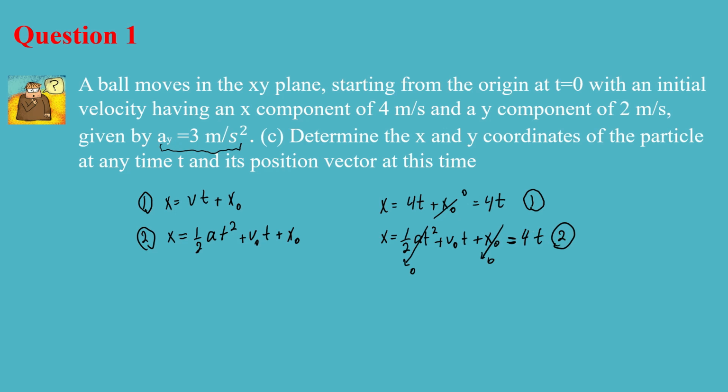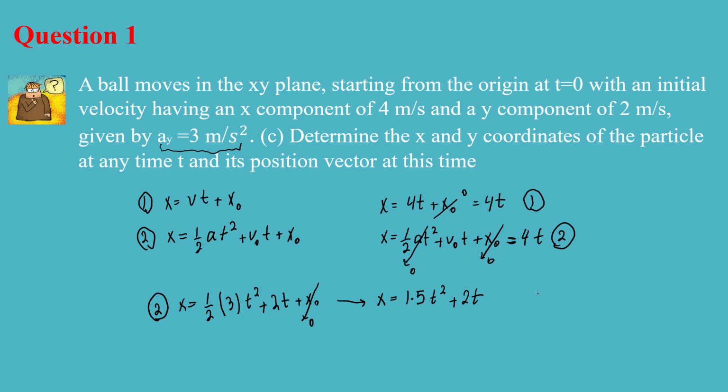Now let me write down the y-axis. For the y-axis, again, I cannot use equation 1 because it doesn't have the acceleration. So I have to go with equation 2. What I'm going to write is y equal to half of the acceleration, 3, t squared, plus my initial velocity 2 t, plus y naught, and my y naught is going to be 0. So then my y is going to be 1.5 t squared plus 2t.